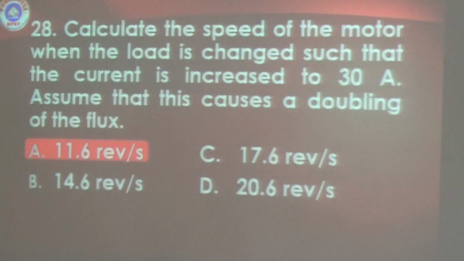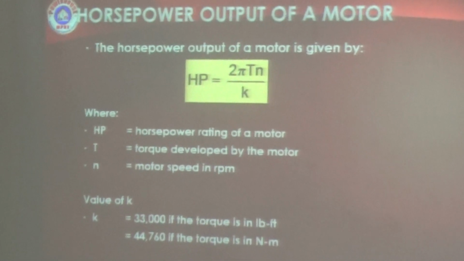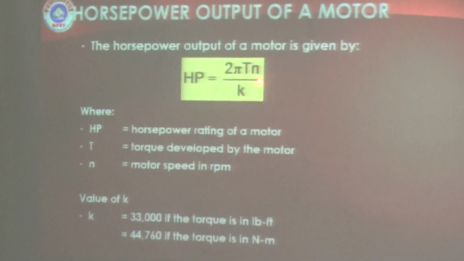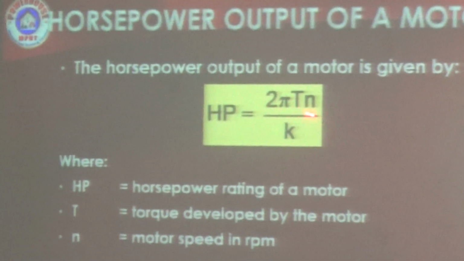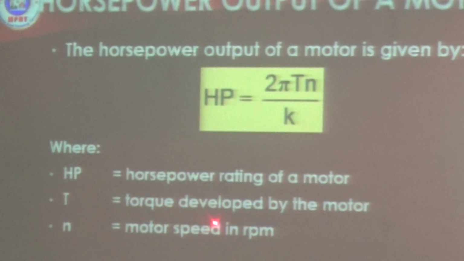So, 29. For the horsepower output of a motor, pag sinabing horsepower class, that is the output power. Horsepower output of a motor is given by HP is equals to 2 pi times the torque times the motor speed divided by K. So horsepower rating of a motor is HP, T is the torque developed by the motor, and N is the motor speed in RPM.